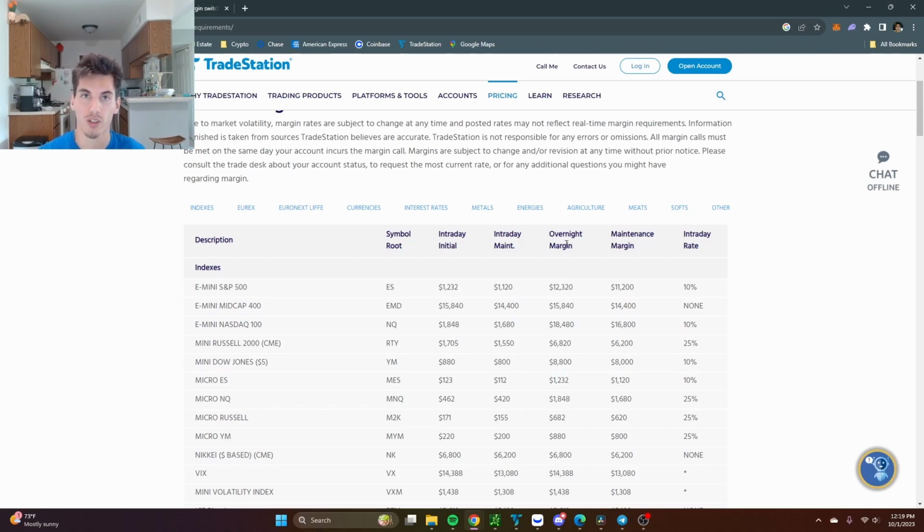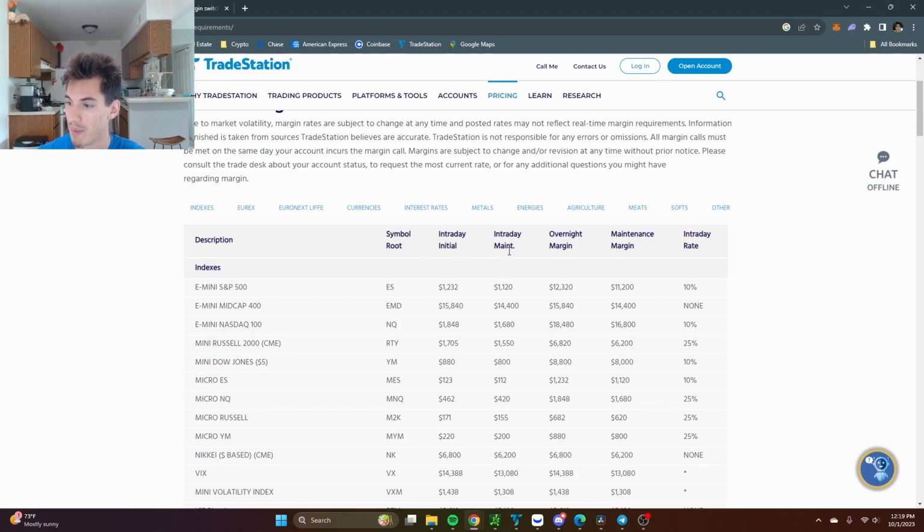So that's for the intraday initial and the overnight initial, whatever you want to call it, because TradeStation is a discounted margin rate broker. So you can see right here, intraday rate is 10% of what it actually would be, which is pretty cool because you can get access to more leverage, but you really don't need to use much more leverage than what you should. And yeah, so that's for initial.